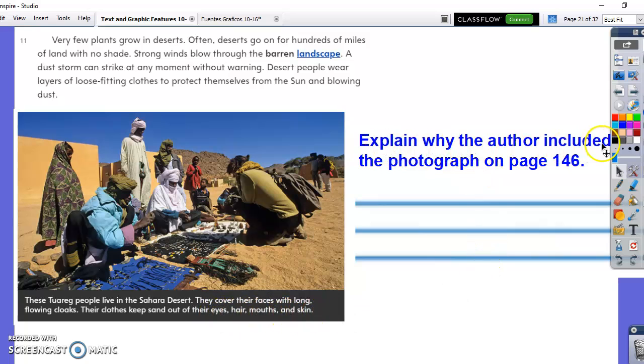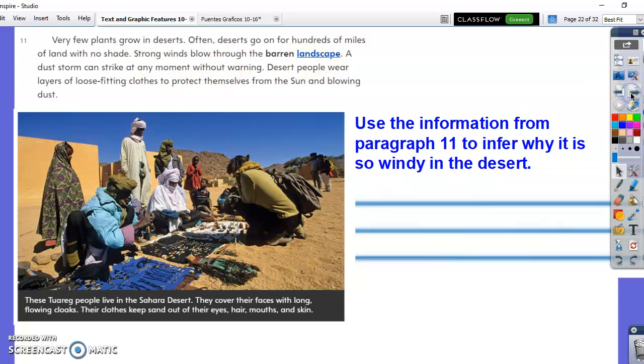Again, explain why the author included the photograph on page 146. It's in order to let the reader see what the clothing of the people here in the Sahara Desert looks like.